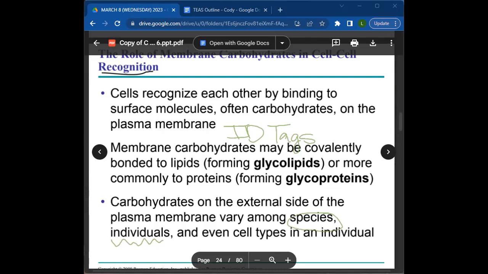They are like ID tags, and they say what kind of cell this is, what organism it belongs to, what kind of species, and even more specifically, the individual it belongs to. So a glycolipid is almost like a way of saying, hi, my name is Leah's epithelial cell from her skin. Or, hi, my name is an E. coli bacteria flagellar protein. That's how specific they are.